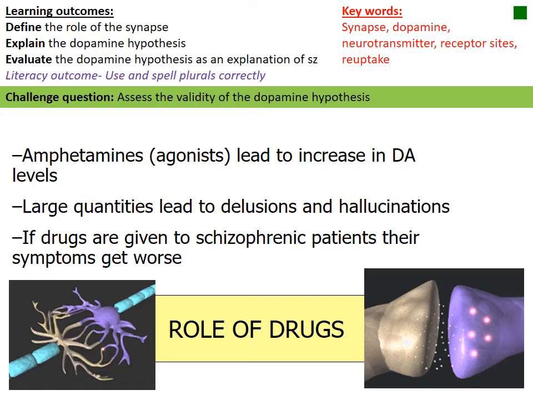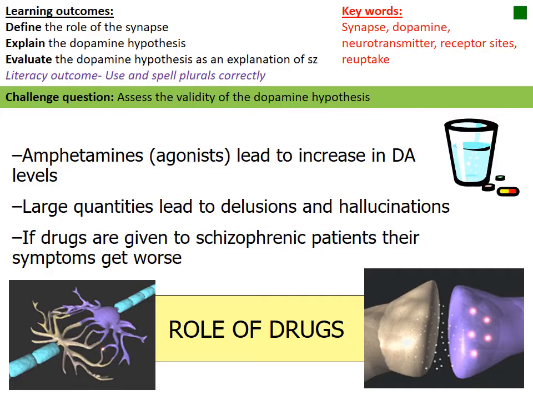Now, if these drugs are given to schizophrenic patients, then their symptoms get worse as well. Because amphetamines increase dopamine levels, the argument here is that this is proof that increased dopamine levels lead to delusions and hallucinations, which we know are positive type 1 symptoms of schizophrenia.